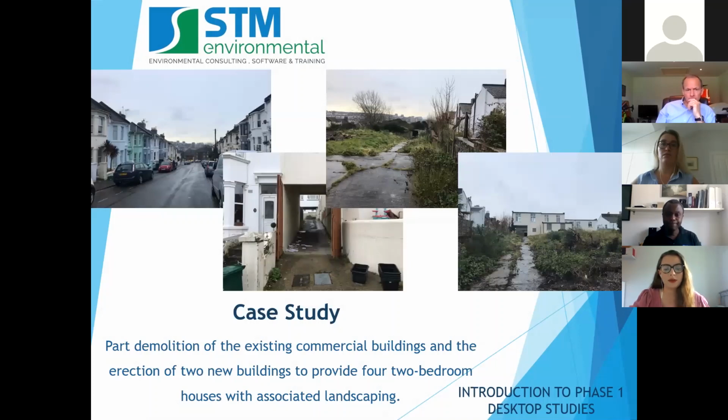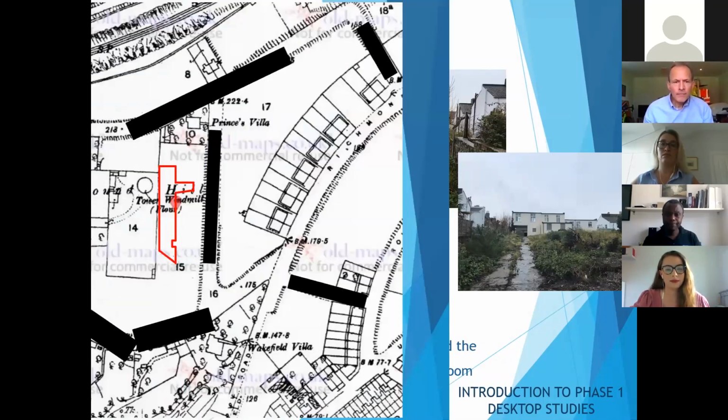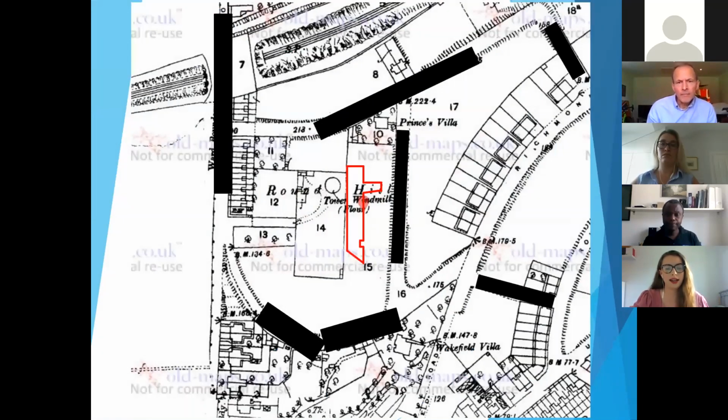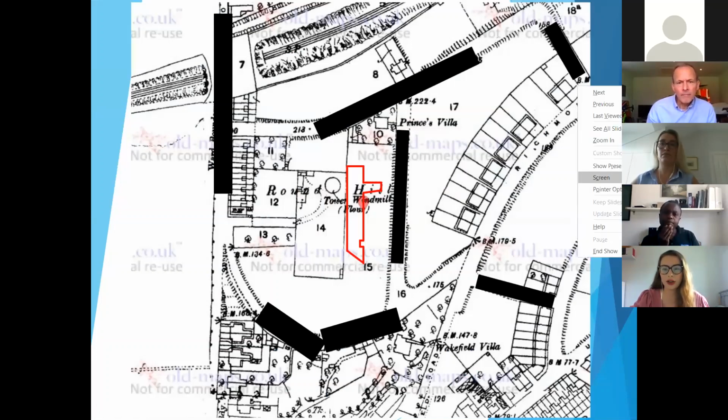To give you an example of how historical maps can show the contaminative past of a site, we undertook a Phase 1 report for this site shown in the photos in 2017. This involved the demolition of some commercial buildings to be redeveloped into residential housing. This map is for the site and it's taken from 1875. If I just get up a pointer, I can show you. So as you can see, there's the boundary for the site.